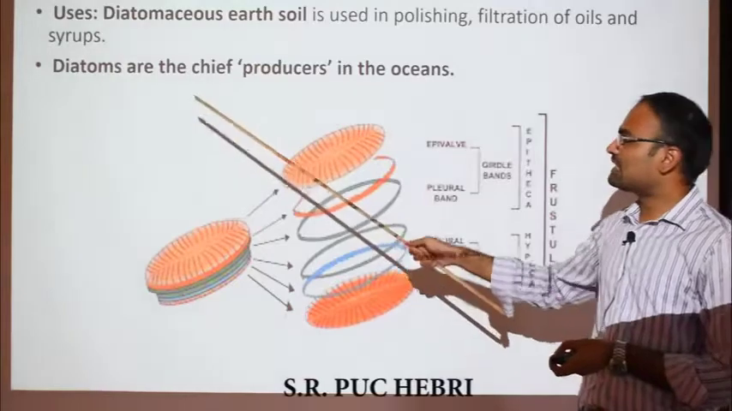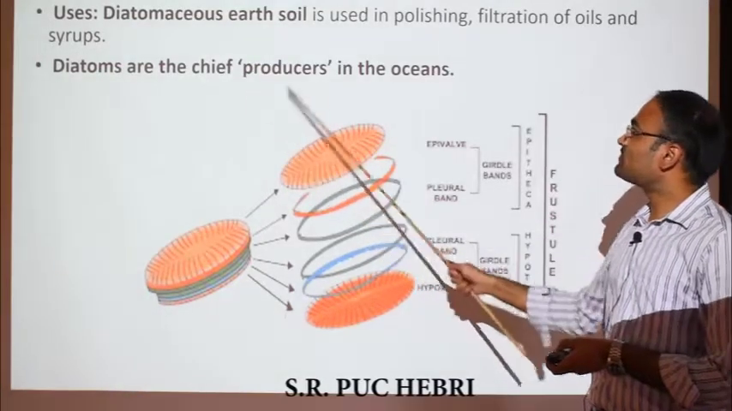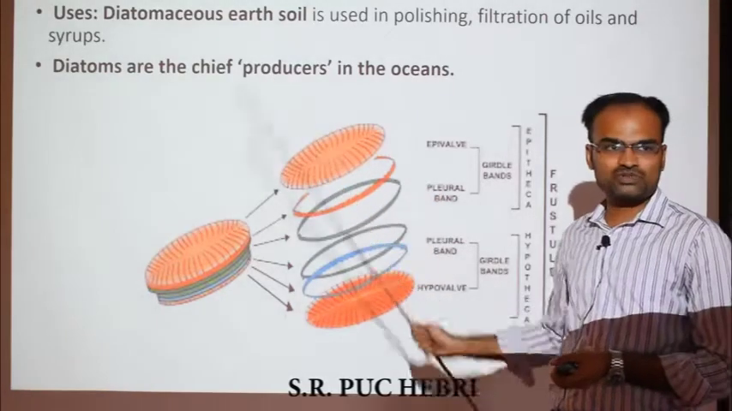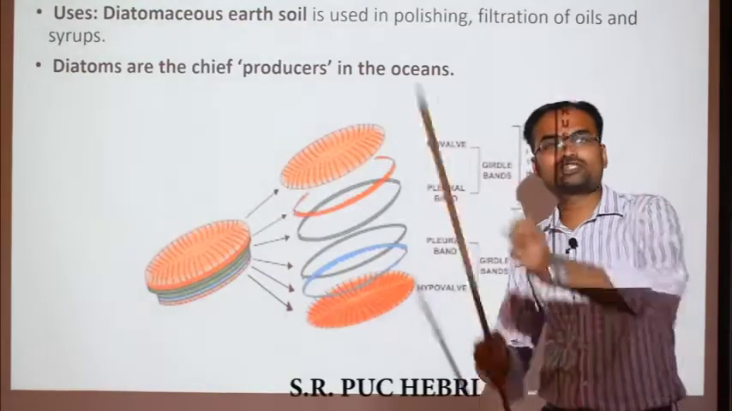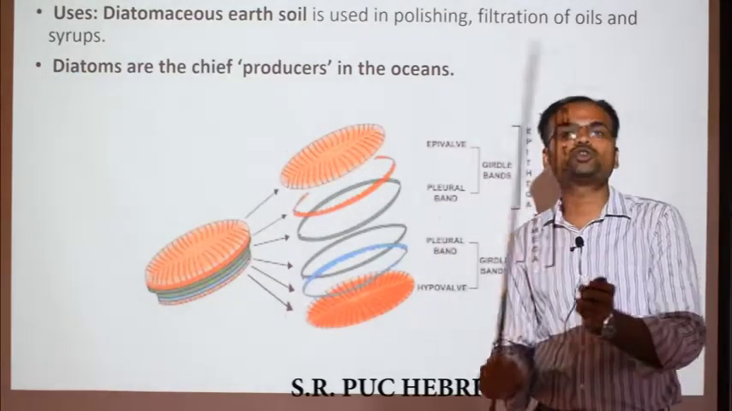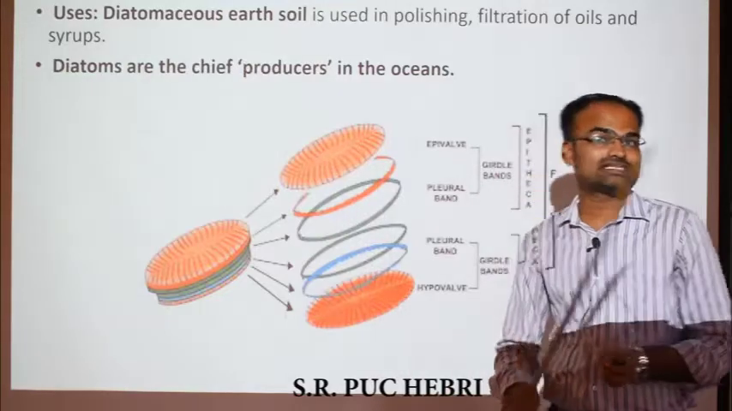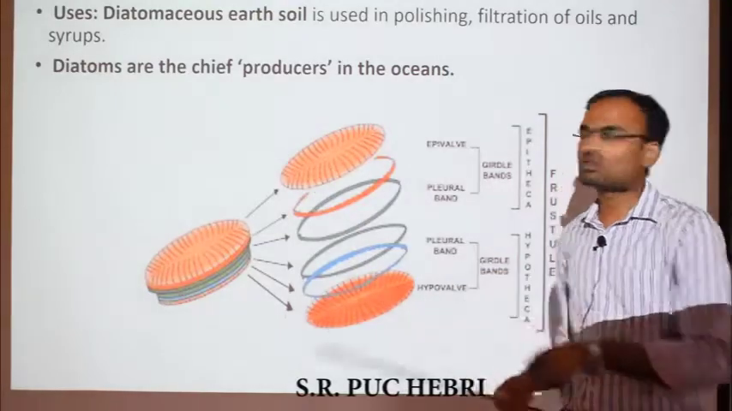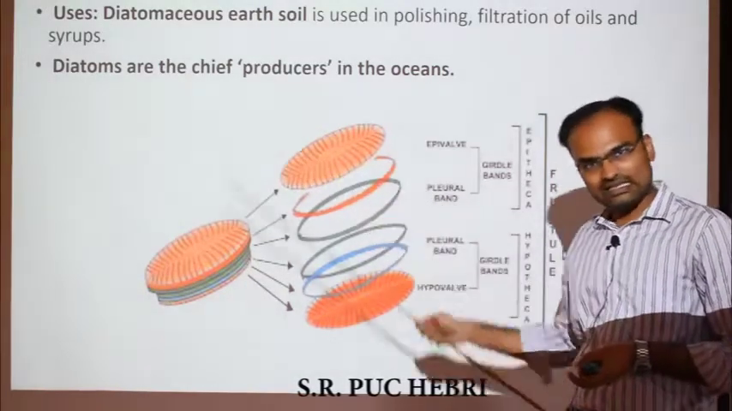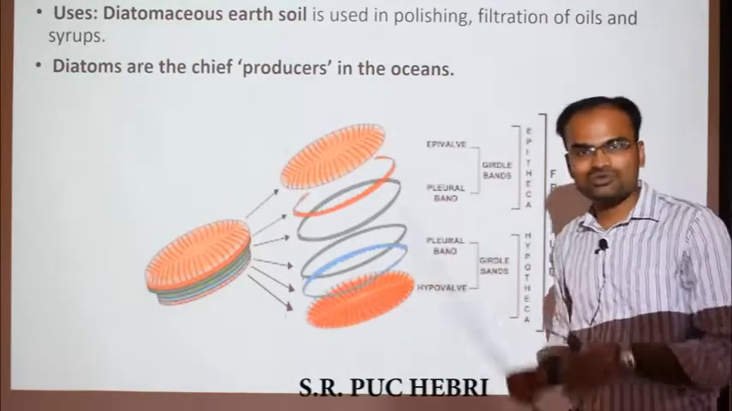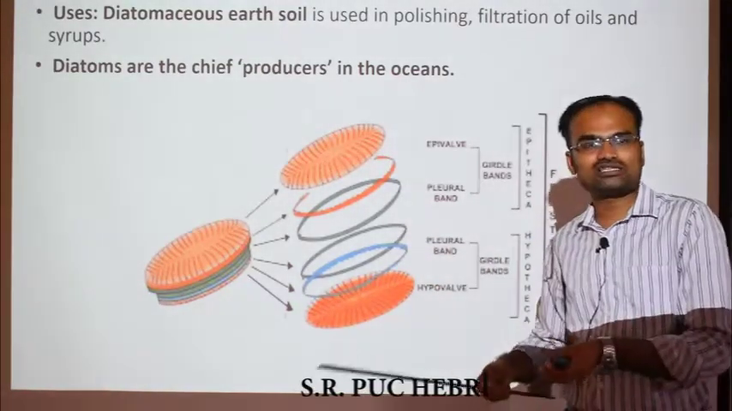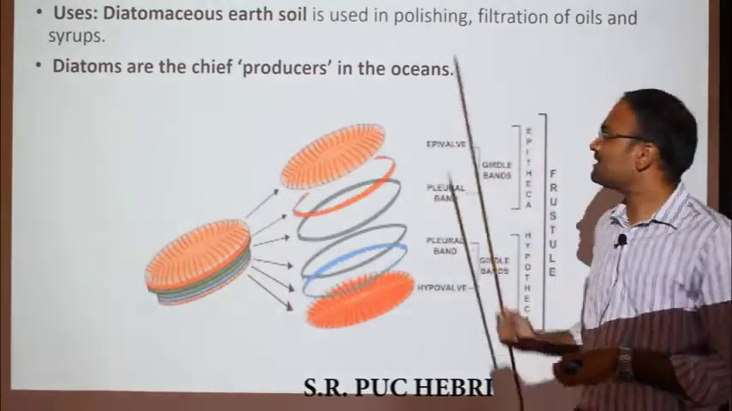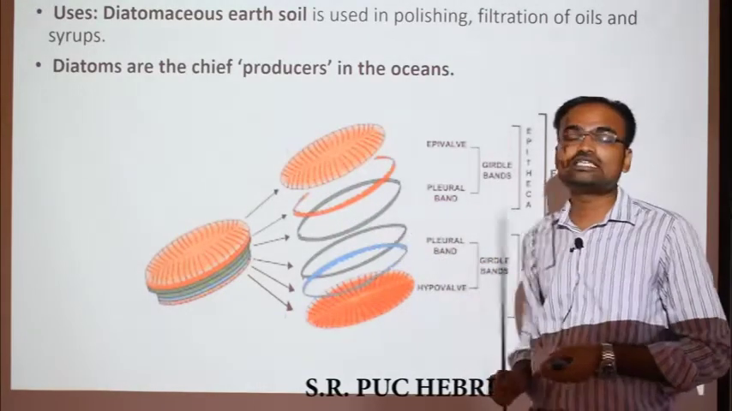Another important thing is, these diatoms are the chief producers in the oceans. So what does it mean? Producers means the organisms which produce the food themselves. That means autotrophic. All the green plants, we call them autotrophs, isn't it? That means all the green plants are producers. They are producing the food. Like that, these diatoms are present in the marine water and they are the chief producers. They do photosynthesis and produce the food, and other organisms depend on these diatoms. That's why in the ocean, diatoms are considered chief producers.